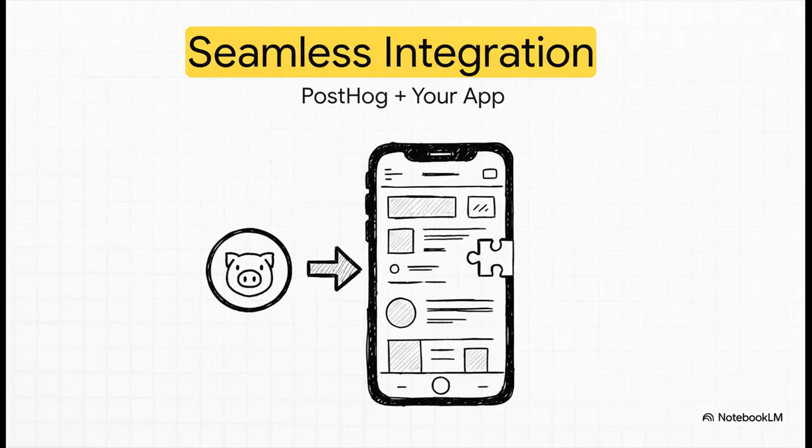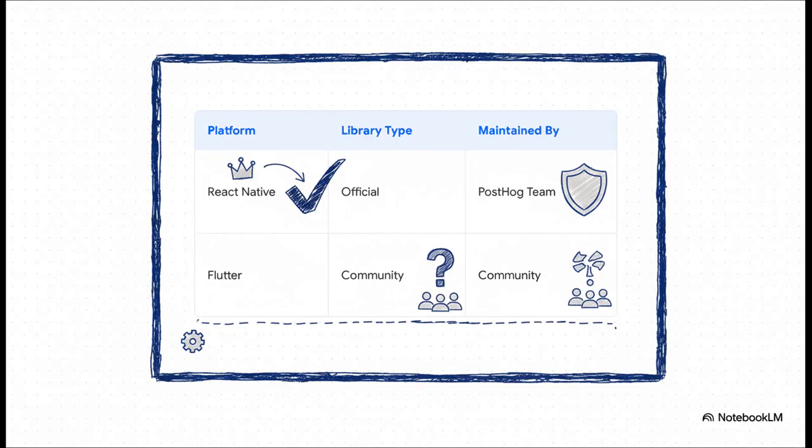Let's make this tangible. Here's a real-world scenario. Let's say you want to add product analytics to your app, to see what features people are actually using. And you decide to go with a popular tool, PostHog. Okay, so if you're building with React Native, you go look and boom, there's an official library built and supported by the PostHog team. It's got all the features, it's always up to date.